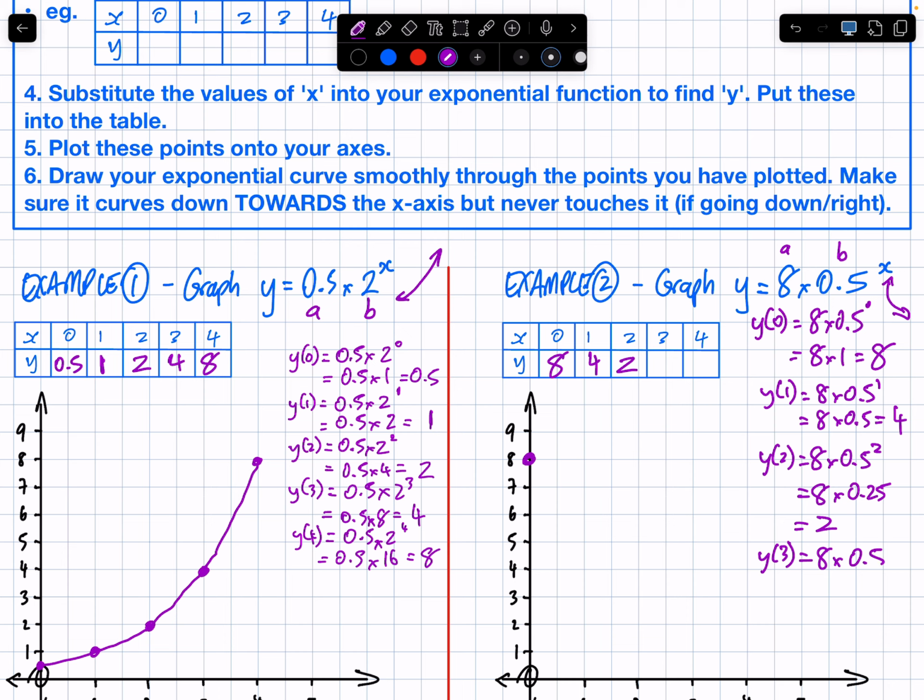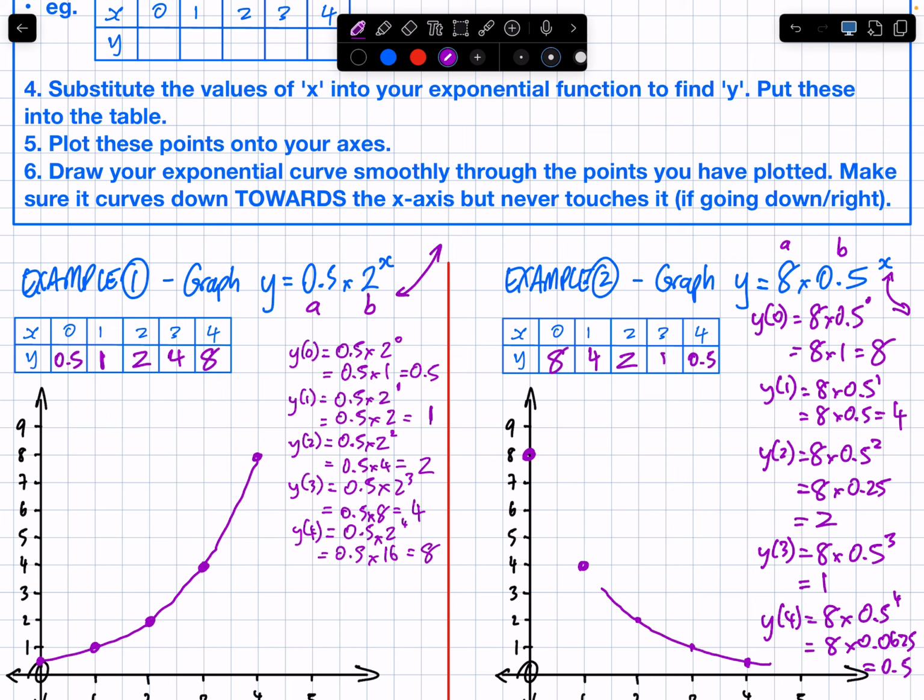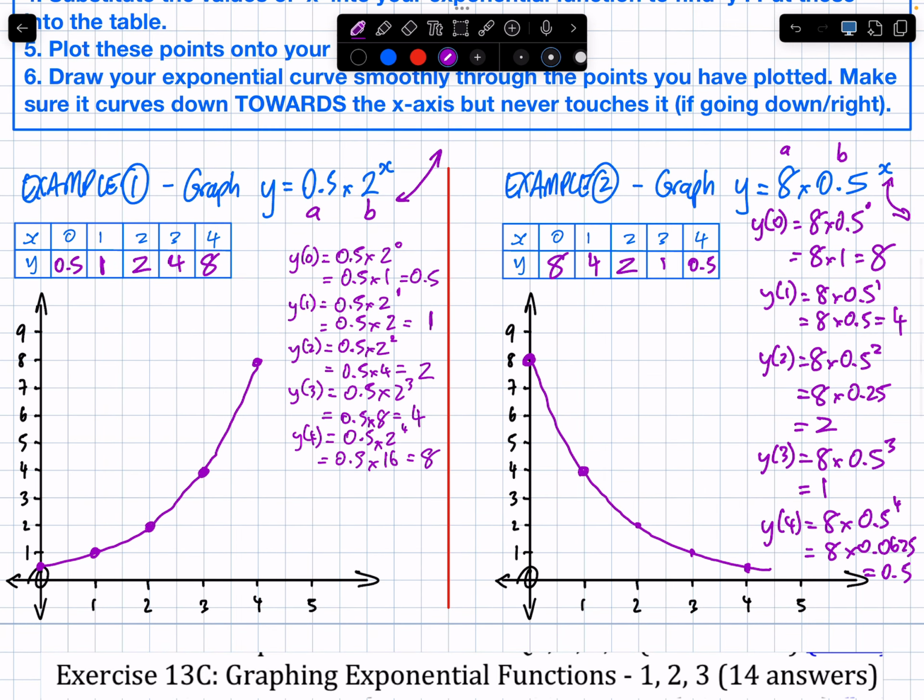0.0625. That's going to spit out a half. So (3, 1) and (4, 0.5). I can plot those dots there: (1, 4), (2, 2), (3, 1), (4, 0.5). Is it curving down to the right? Yes. So just make sure it doesn't touch the x-axis. That's how you draw exponential functions. Cool. Stop it there so you can chat.